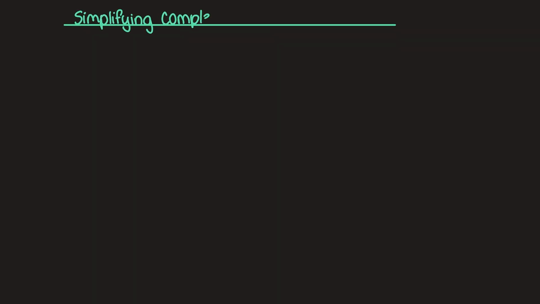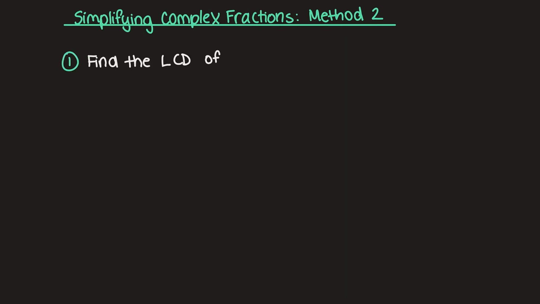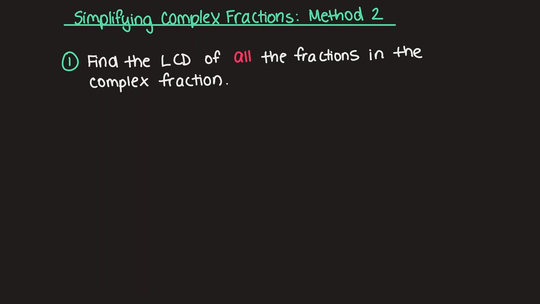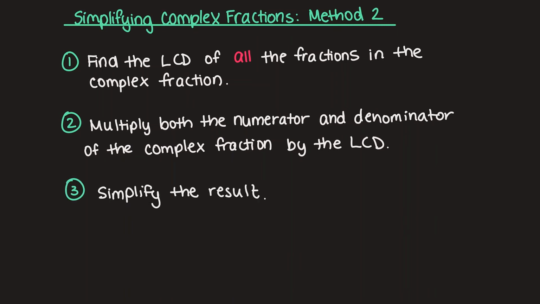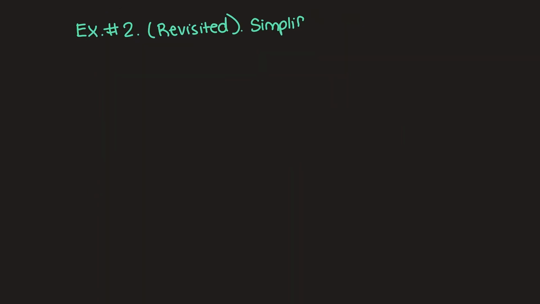So this is what our complex fraction simplifies to. There is another method we can use to simplify complex fractions that may be a little faster to work with. So for method 2, the first step would be to find the least common denominator of all the fractions in the complex fraction. And the next step is to multiply both the numerator and denominator of the complex fraction by the LCD. And the last step would be to simplify the result. So let's try the same examples using this method.